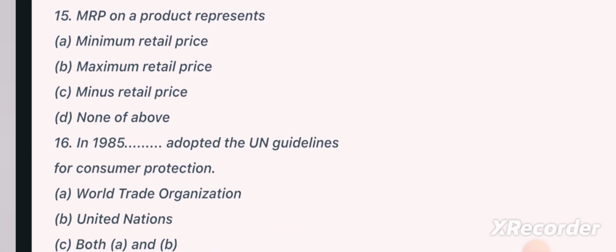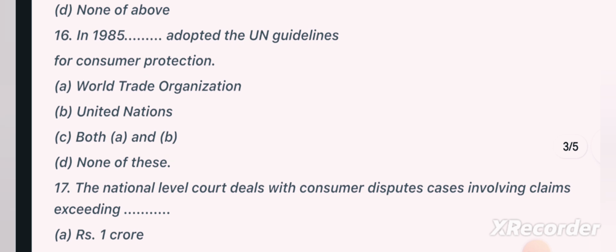MRP on product represents: A. Minimum retail price, B. Maximum retail price, C. Minus retail price, and D. None of the above. Question number 16.